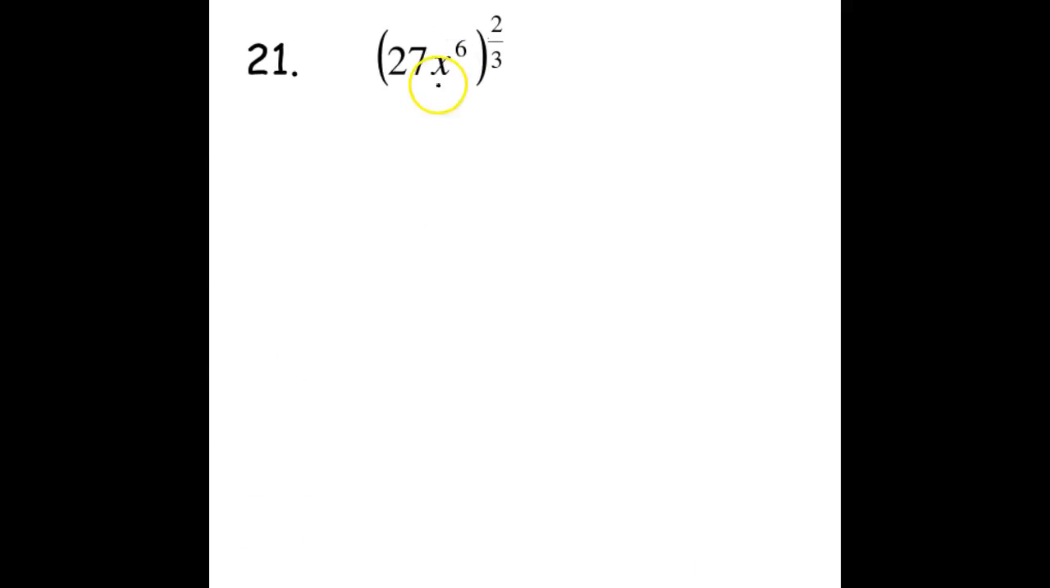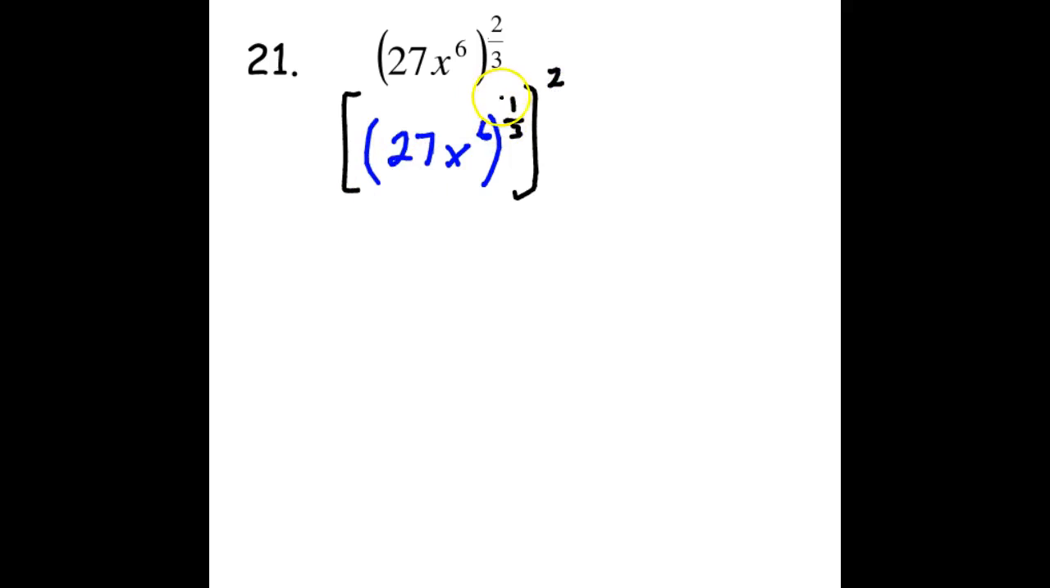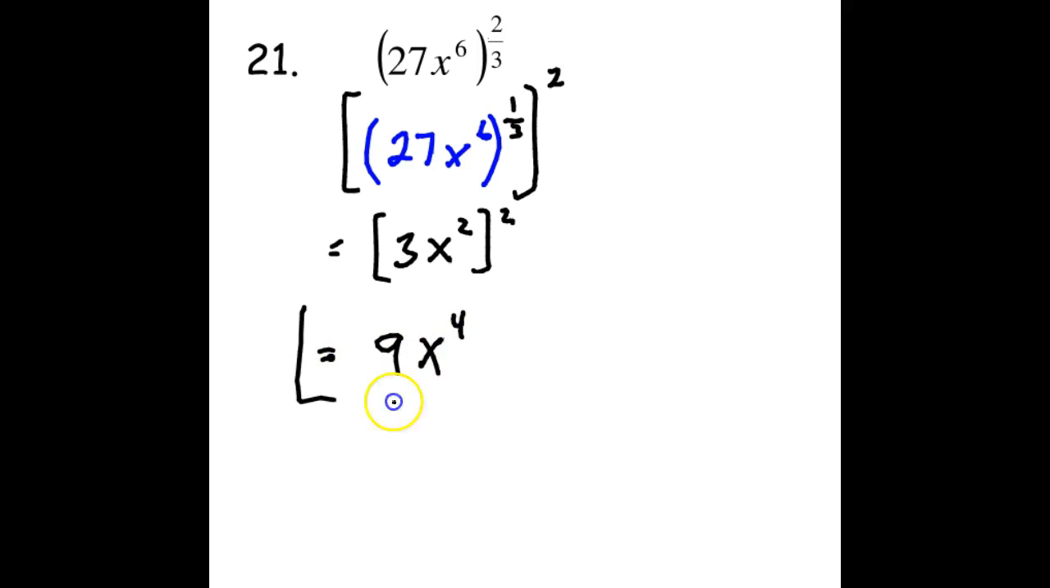Okay, same idea with variables, so we'll have 27x to the 6th. I'm going to raise that to the 1/3, and then square the answer. So we have cube root of 27 is 3. 6 divided by 3 is 2, and then take that answer and square it. So 3x squared times 3x squared. 3 times 3 is 9. X to the 2nd times x to the 2nd is x to the 4th.